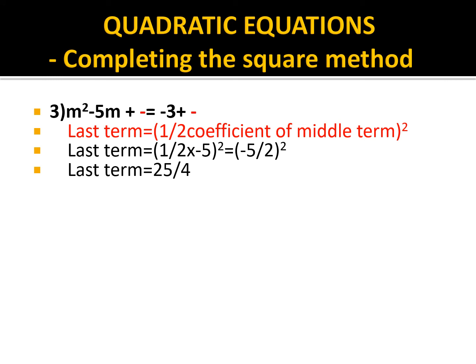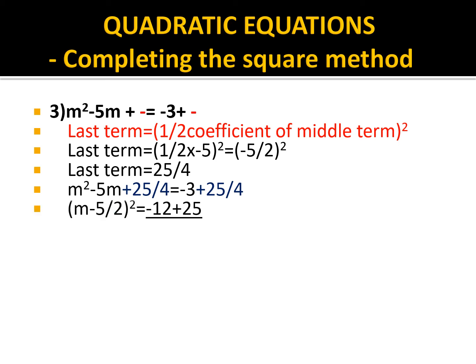And hence we add 25 upon 4 to the left hand side and the right hand side. We have added it to both the sides. Therefore, the left hand side is a complete square of the number: m minus 5 upon 2, the whole square, is equal to, simplifying the right hand side, minus 3 plus 25 upon 4. Here the complete square has a negative sign because the middle term is negative. And the square root of 25 is 5 and the square root of 4 is 2, and hence the square root of 25 upon 4 is 5 upon 2.